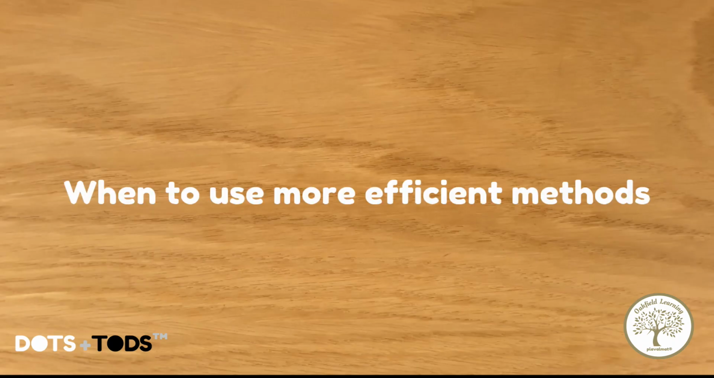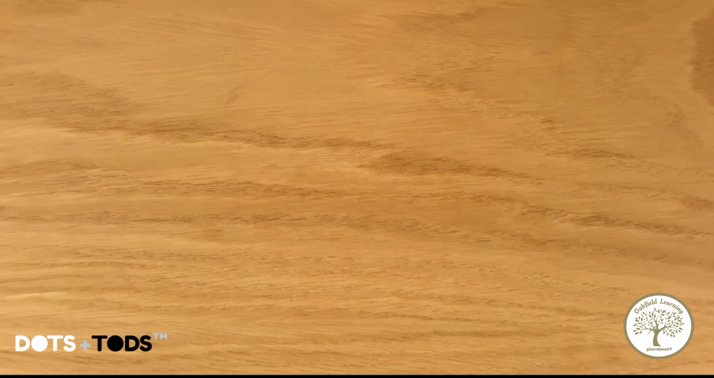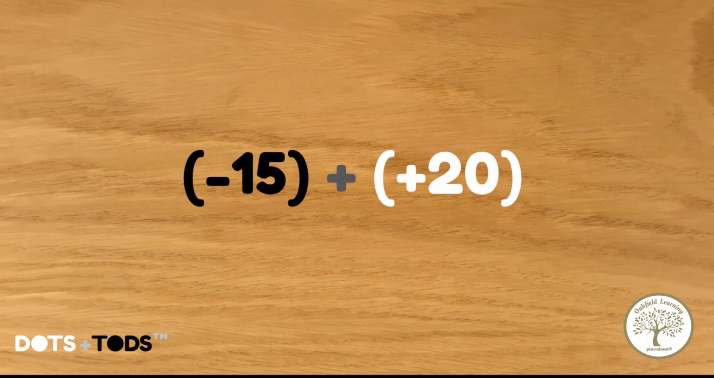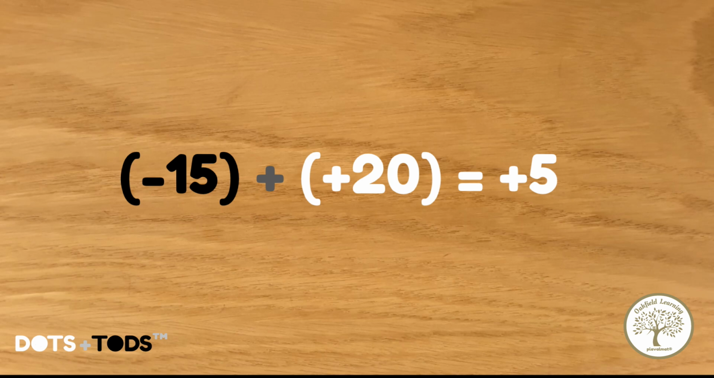Pupils may be able to quickly notice that they'll be able to predict how many 0 pairs there would be in a much quicker time than it would take to actually make them using dots and tods. They might be able to notice in a question like, for example, negative 15 add positive 20, they would have put down 15 black Tod counters and 20 white dot counters. They would have been able to make 15 sets of 0 pairs with 5 white dot counters remaining, giving them an answer of positive 5.